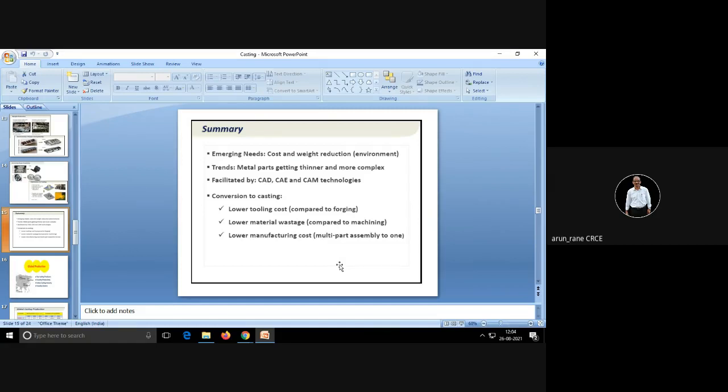So what are the advantages of casting? First is cost and weight reduction. Metal parts are getting thin. Why the need of casting? Because we have to reduce the cost, we have to reduce the weight. The parts are becoming thinner and thinner. The space requirement is getting lesser and lesser.